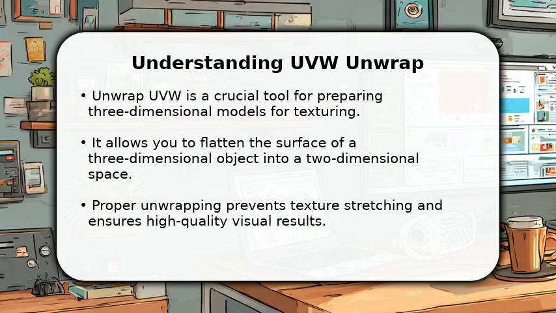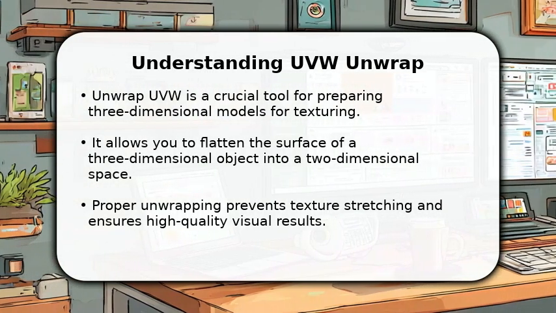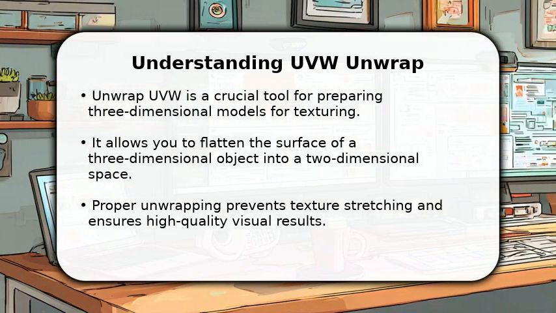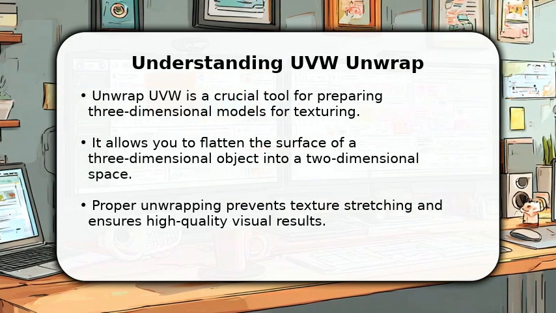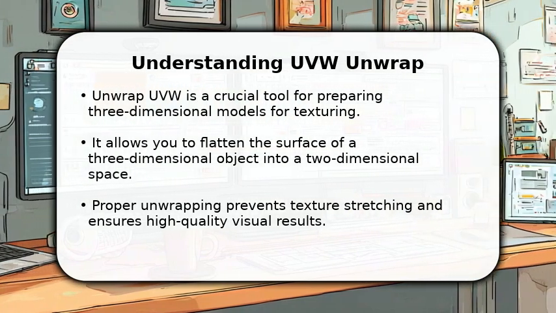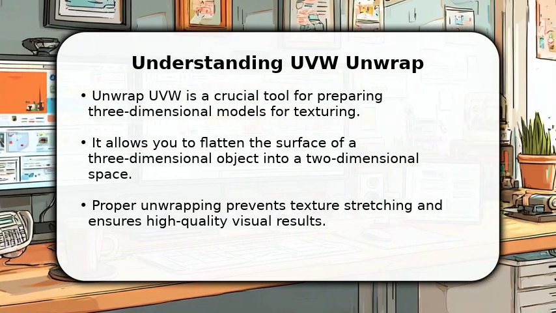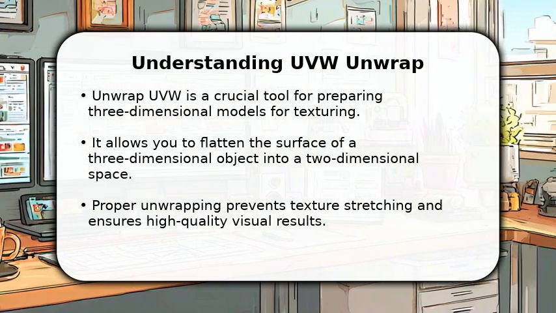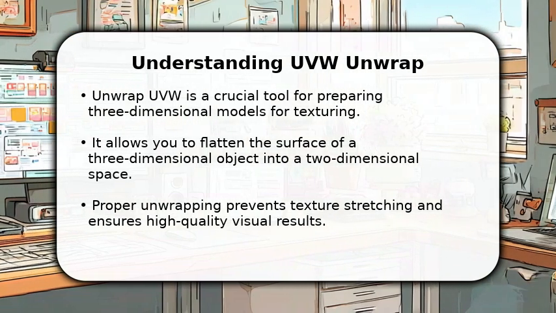In this video, I will explain how to use Unwrap UVW in 3ds Max. This powerful modifier flattens the surface of your three-dimensional models, preparing them perfectly for detailed texturing. A well-unwrapped model ensures your textures appear crisp and free from distortion, looking great across every angle. Understanding this process is truly fundamental for achieving professional-looking renders and realistic surface details in all your projects.